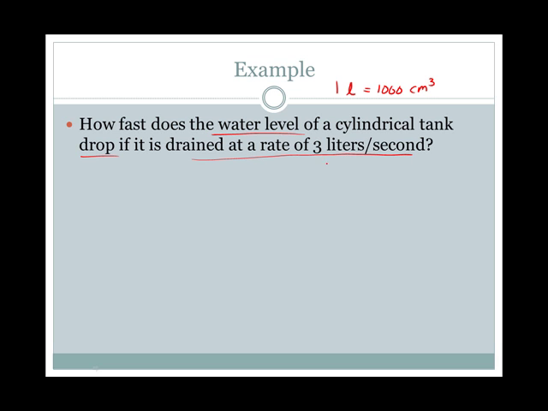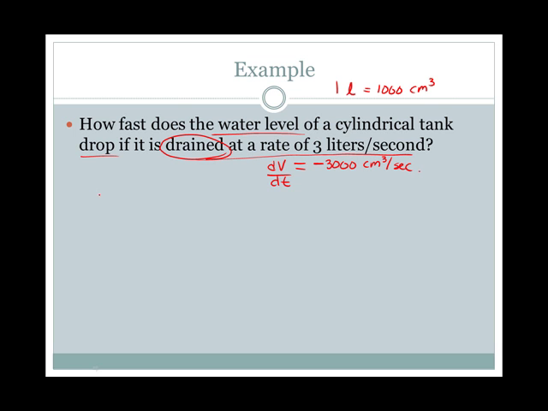And so what that really is, 3 liters would be the same as 3,000 centimeters cubed per second. And we are draining something, so that rate of change is negative. So our change in volume over time is a negative 3,000 centimeters cubed per second. Okay, now we want to know what's going to happen to the height. So I need some formula that has V and H in it.